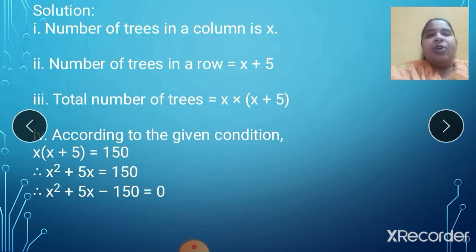Then total number of trees will be what? The product of these two. X into x plus 5, product of these two. And what is the given condition? That it is equal to 150. Okay, so x into x plus 5 is equal to 150. Now what? Open the bracket. X into x is x square plus 5x, 150. Shift this 150 here. X square plus 5x minus 150 is equal to 0. So we have reached till question number 4 of the flow chart to frame a quadratic equation.